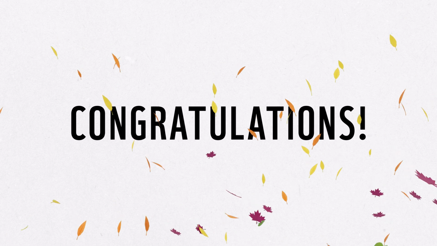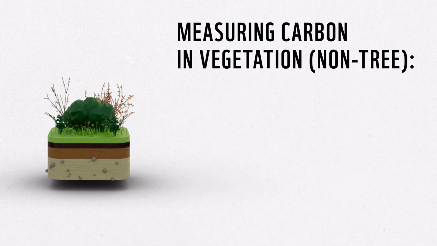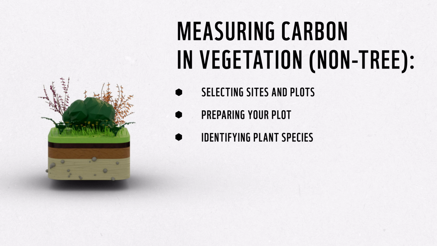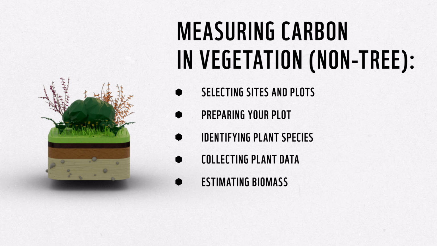Congratulations! You now know how to measure carbon in vegetation. In this video, you reviewed the steps for selecting a study area, site, and plots, preparing your plot for measuring, identifying plant species in your plot, collecting data for each plant in your plot, using plant data to estimate biomass, and using plant data to estimate total carbon stocks for a study area. For more information, please consult the carbon measuring guidelines for vegetation and refer back to this video anytime.